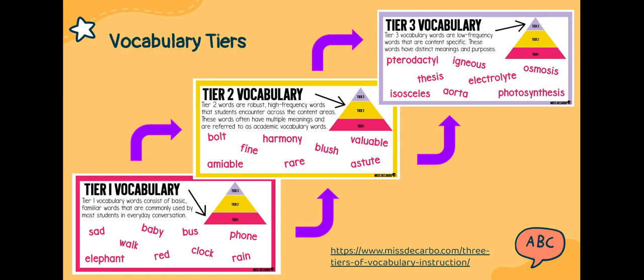Tier 3 vocabulary are low-frequency, content-specific words such as photosynthesis, polygon, suffix, etc. These are very important words for specific academic areas, but they are not high-utility words. We want to focus our time and efforts on explicitly teaching Tier 2 vocabulary words to help students understand and develop robust vocabularies that will help them with their reading, writing, and understanding.